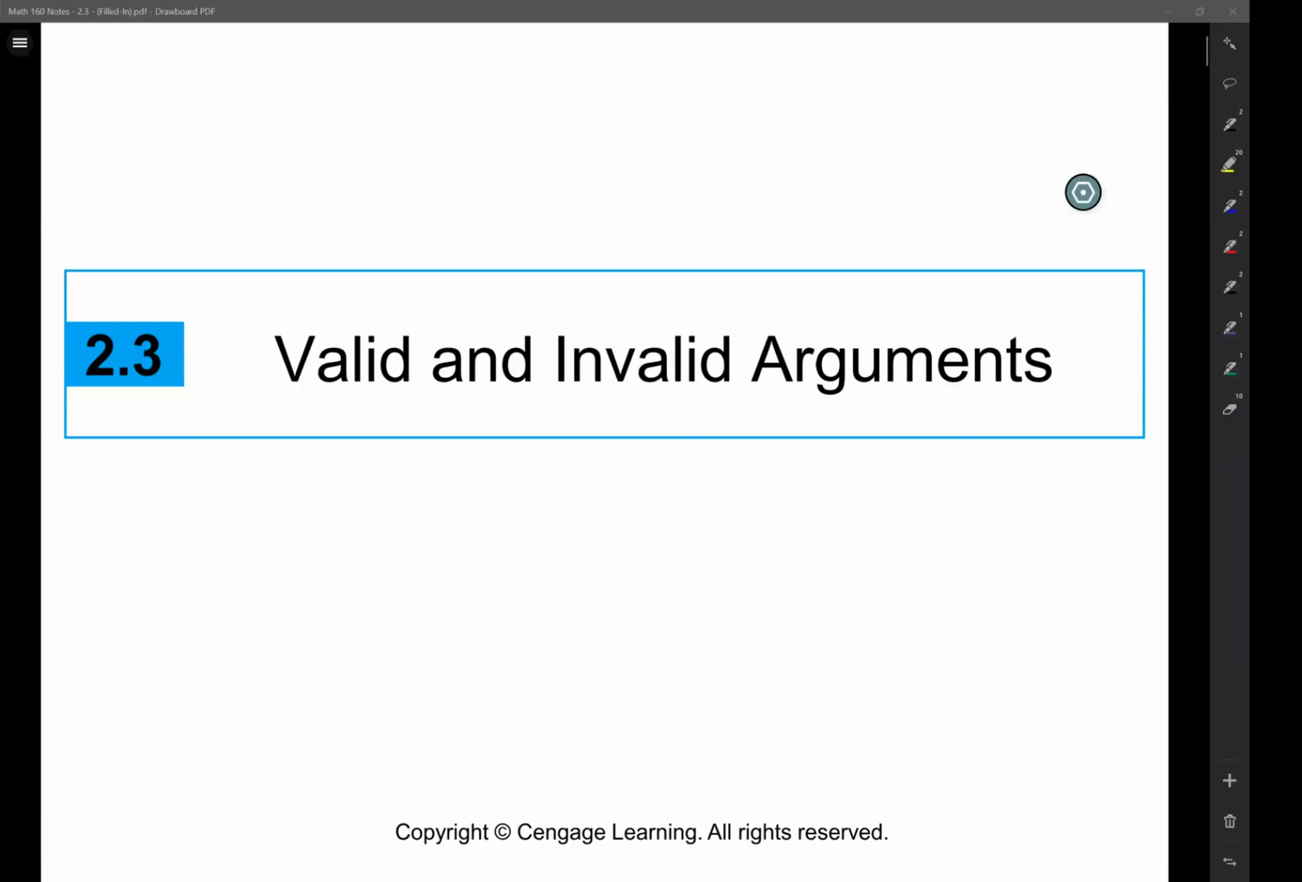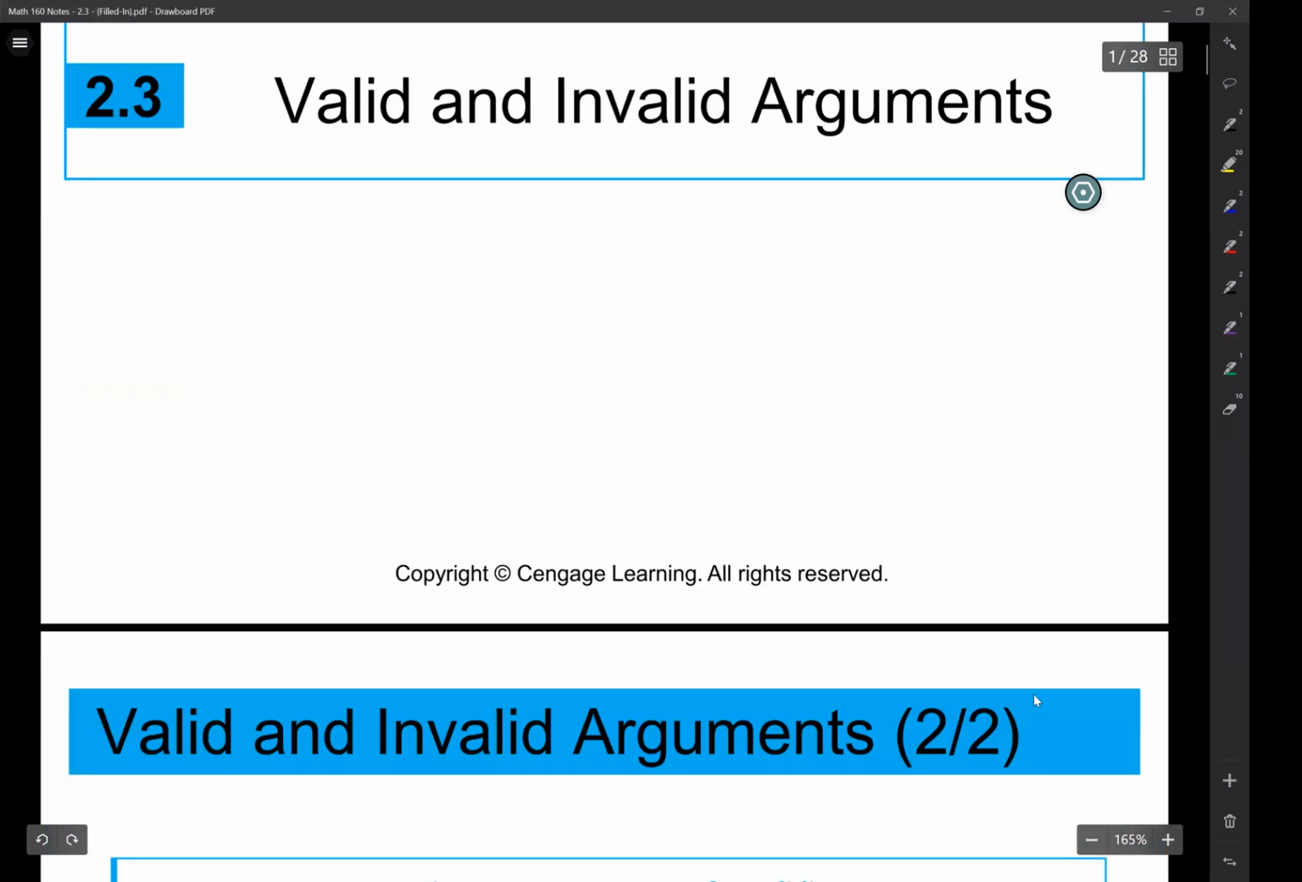So let me share my screen and we'll go into the notes. And I have these notes again on Canvas, so you can take a look at that. But here we go, section 2.3, valid and invalid arguments.